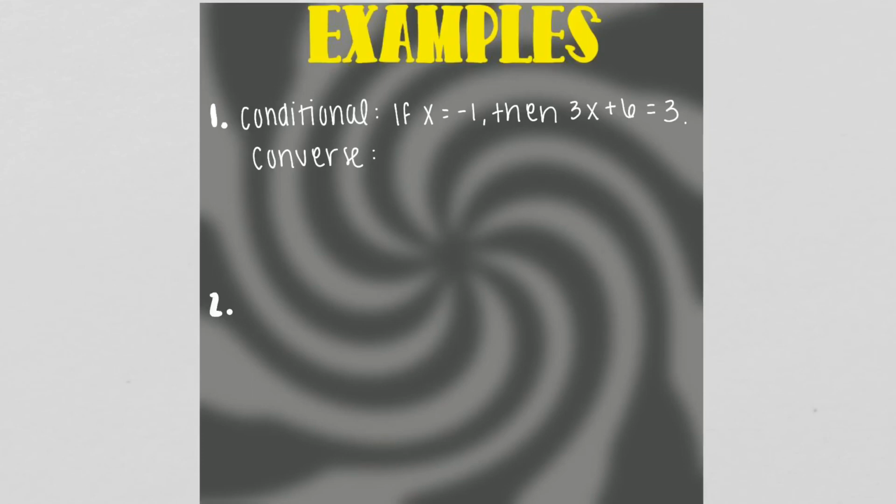So we're going to do the two examples again. It's still the same conditional statements. If x is equal to -1, then 3x plus 6 equals 3. So remember, I want you to write the converse from this. And that converse is Q arrow P.